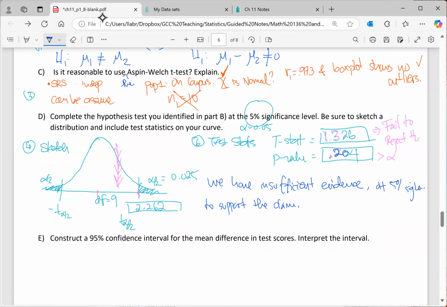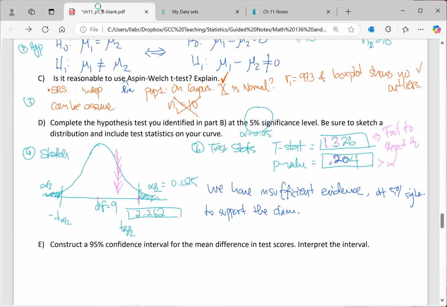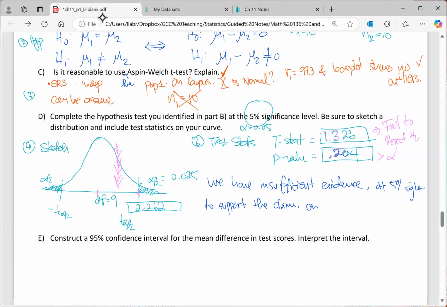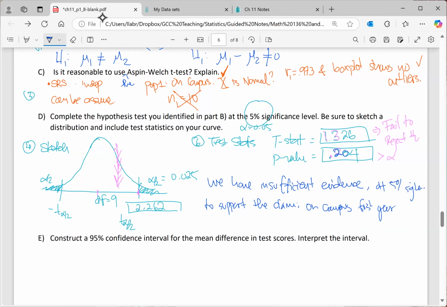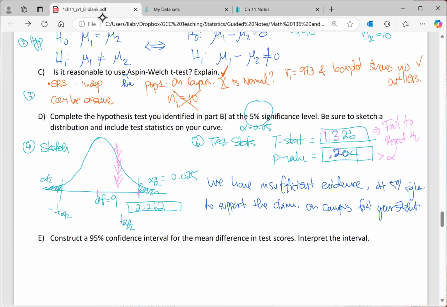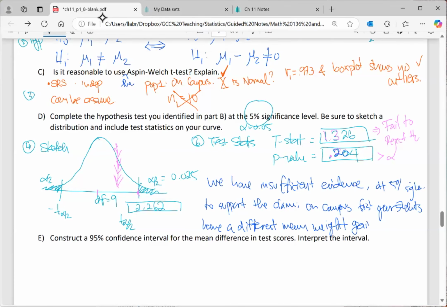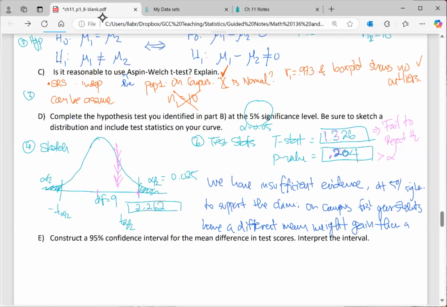And really, it would be mu1 is not mu2 in Word. So the claim would be that on-campus first-year students have a different mean weight gain than off-campus students.